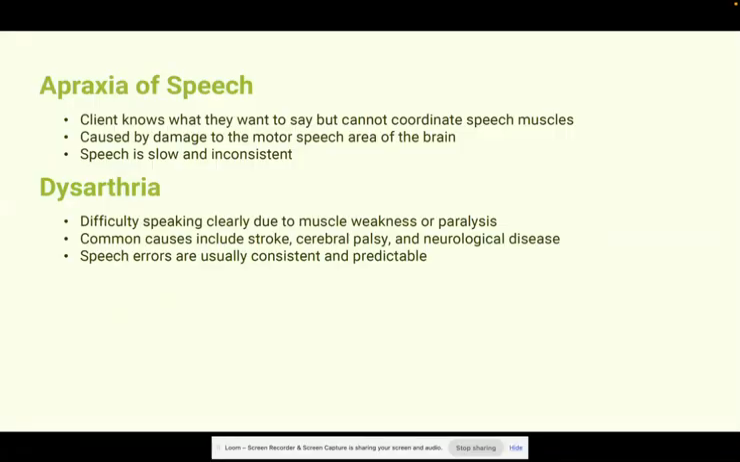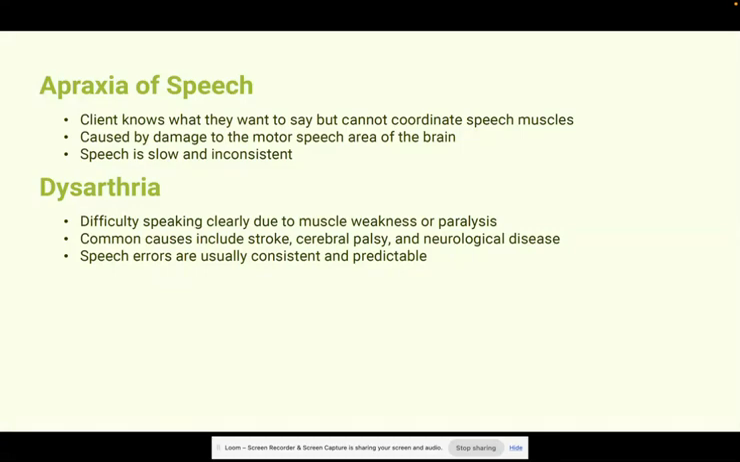Next, apraxia of speech. The client knows what they want to say, but they cannot coordinate their speech muscles. In their mind they want to say something, but they cannot say it because their speech muscles are not coordinating. It could be caused by damage to the motor speech area of the brain. For apraxia, their speech is slow and inconsistent, right? Dysarthria is difficulty speaking clearly due to muscle weakness and paralysis. So there might be some paralysis.